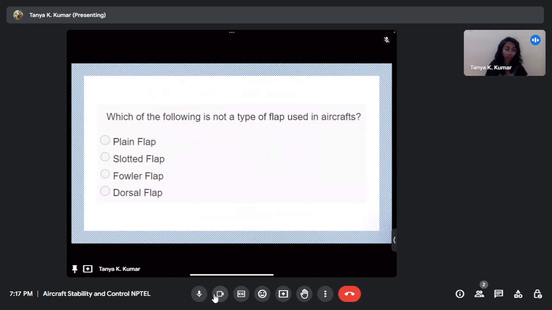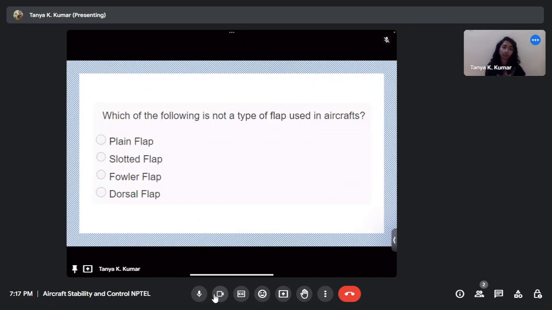Which of the following is not a type of flaps used in aircraft? So what are flaps? Right answer is dorsal flaps. You have dorsal fins, but no dorsal flaps. Plain flap, slotted flap, Fowler flap, they are all types of flaps. Dorsal flap is not a flap. Dorsal fins exist. Okay, so what are flaps?